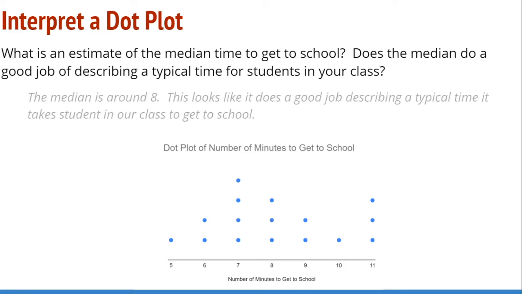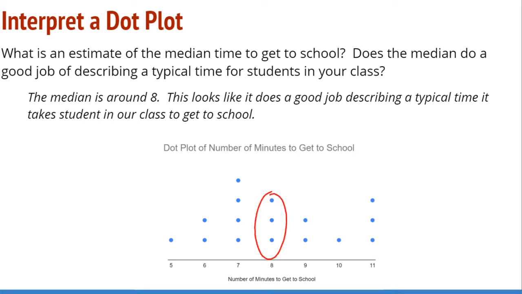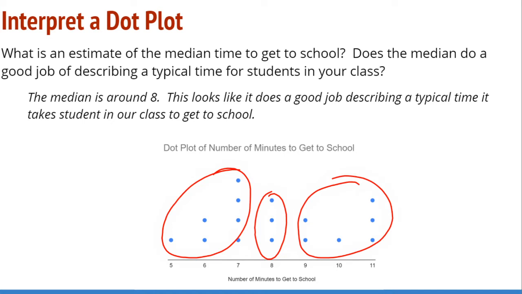Well, as I looked at this data set, I thought to myself, the median's kind of around 8. I've got about half the answers over here. I've got about half the answers over here. I mean, I could get really picky and say maybe it's 8 or 7, but 8 looked kind of like a middle point for me. And I felt like it did a pretty good job describing a typical time it takes a student in our class to get to school.